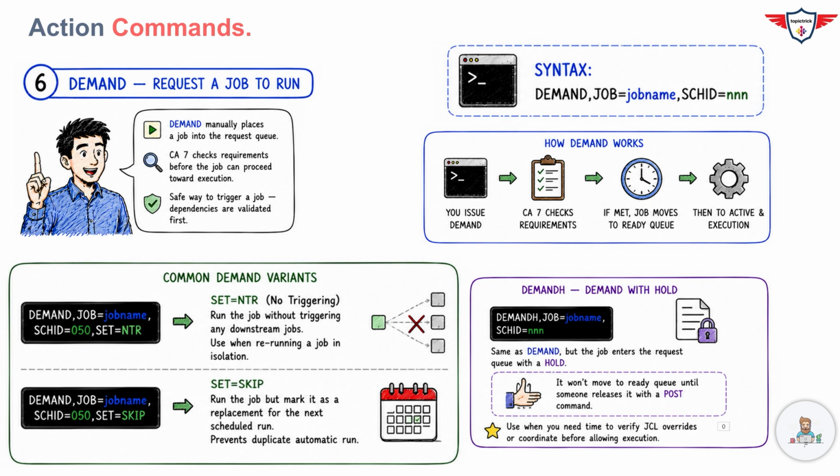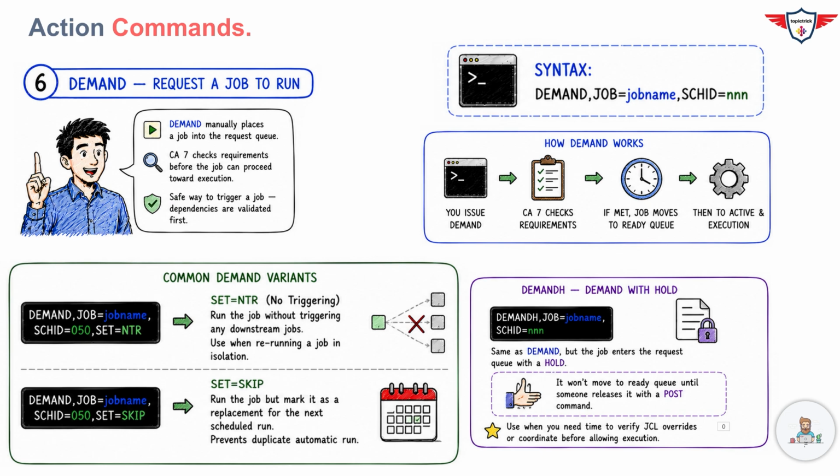Now let's look at another variant where we are going to use the SKIP keyword. So the entire syntax is DEMAND, comma, JOB equals job name, comma, SCHEDULE equals your schedule ID, and then you have to use the keyword SET equals SKIP. So when you use this particular keyword, it will tell CA7 to run the job but mark it as a replacement for the next scheduled run. So the automatic scheduler won't run it again unnecessarily.